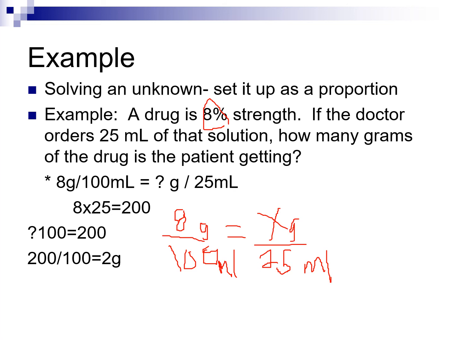Alright, so I'm trying to find grams. This is where I'm going to do my cross multiplication. 25 times 8 equals 200, and then I'm going to divide it by 100.